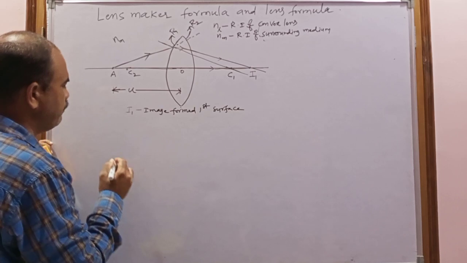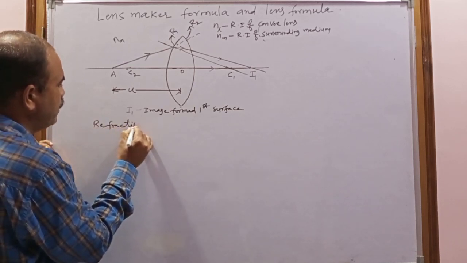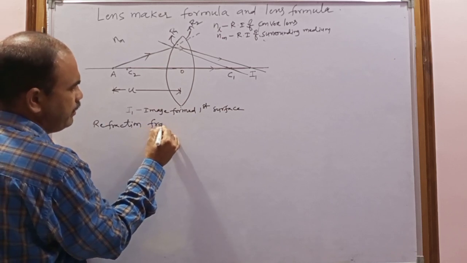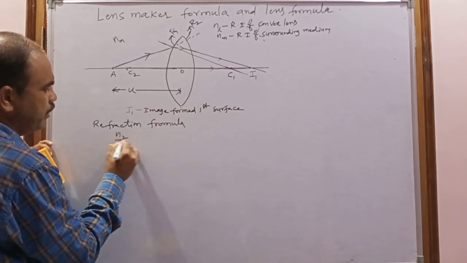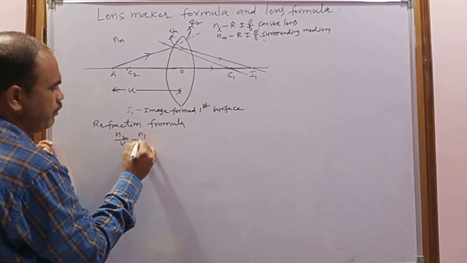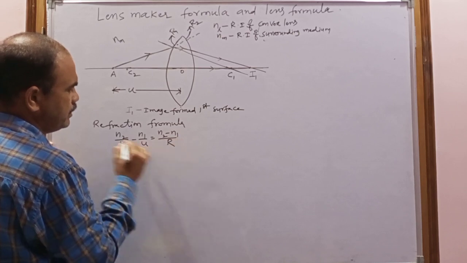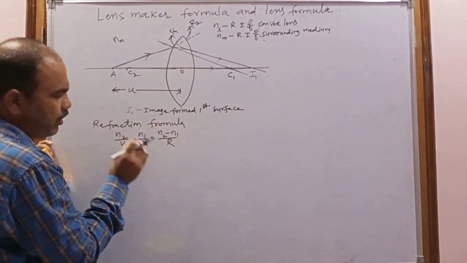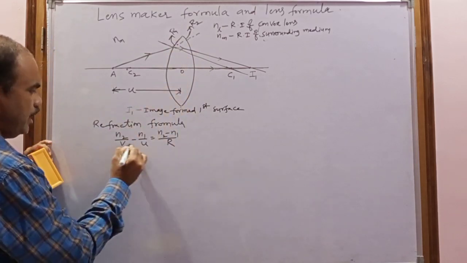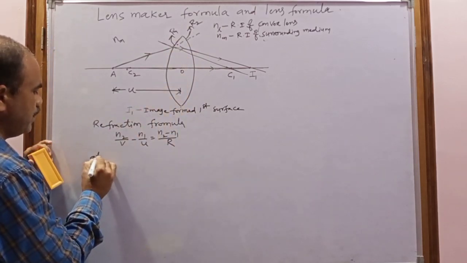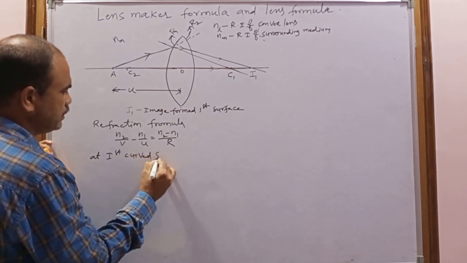So what is the refraction formula? When light undergoes refraction at any curved surface, the refraction formula is N2 by V minus N1 by U equals N2 minus N1 by R. This is the general refraction formula. Now I am applying this formula at the first curved surface.